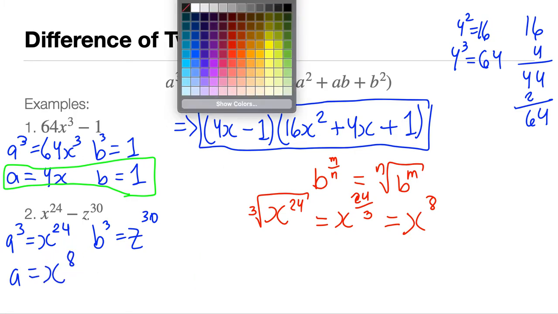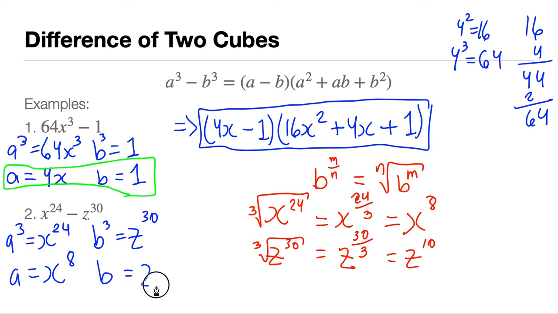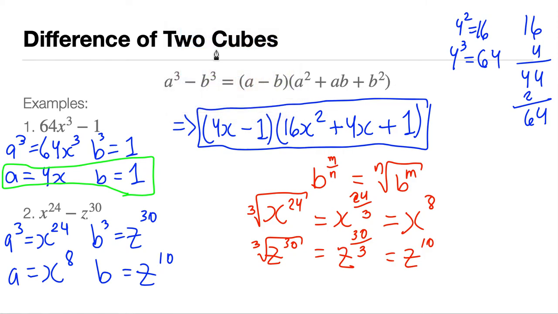Similarly, with our z raised to 30, we shall follow this same rule. That is the cube root of z raised to 30. How do we do this? The same pattern will be done. So 30 over 3 is pretty straightforward, it's 10. So that's z raised to 10. Therefore, our b value here is equal to z raised to 10.